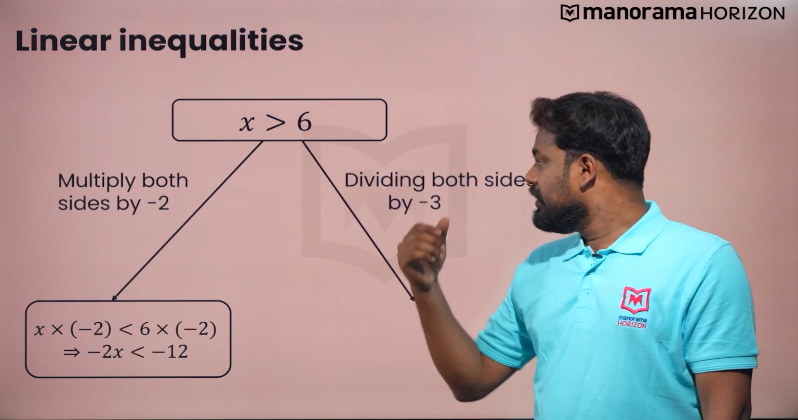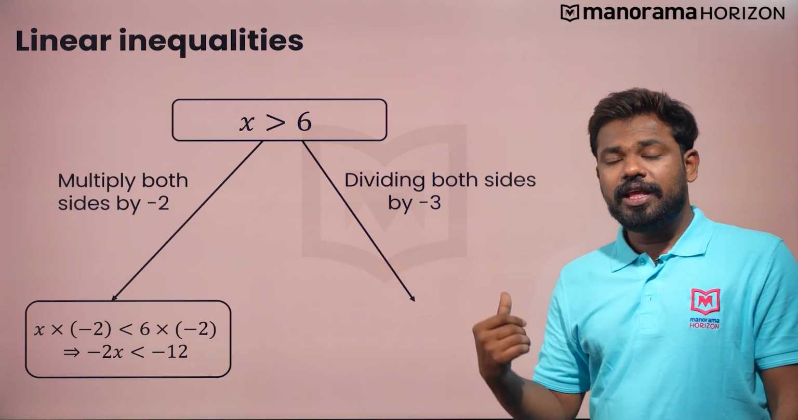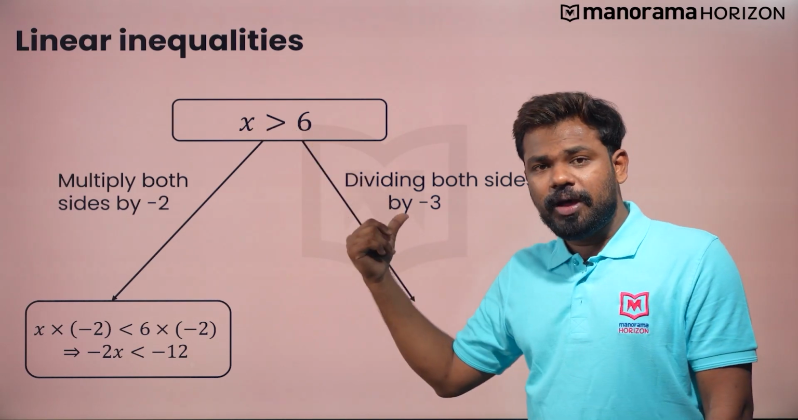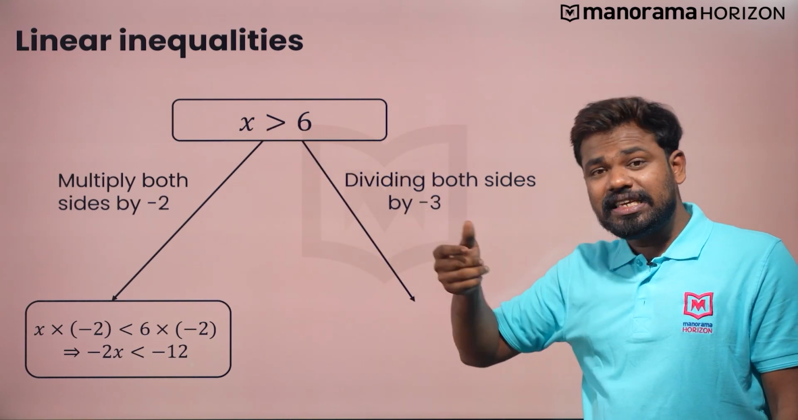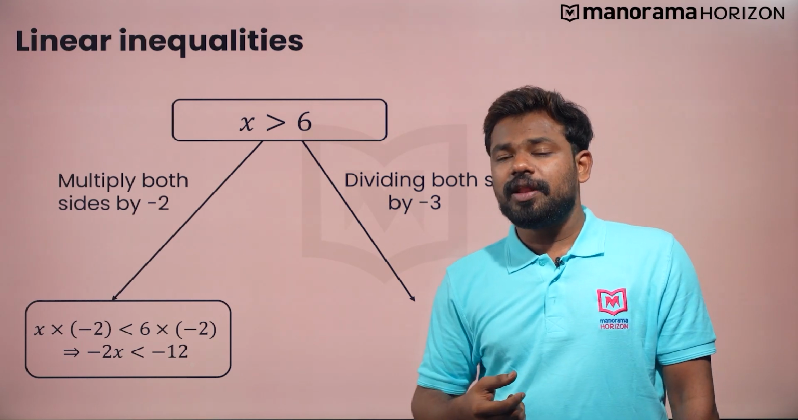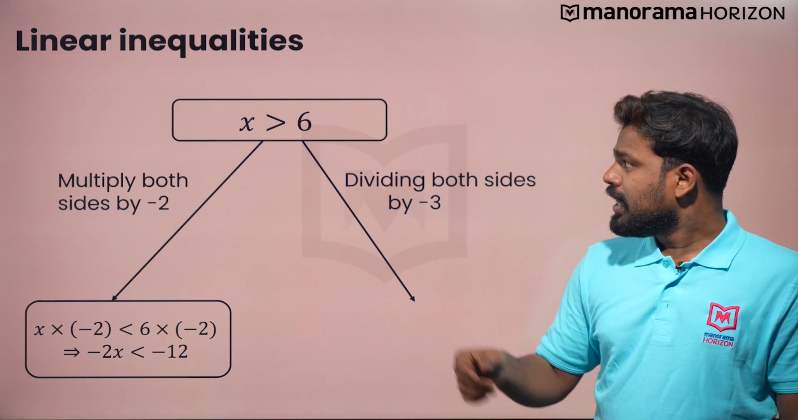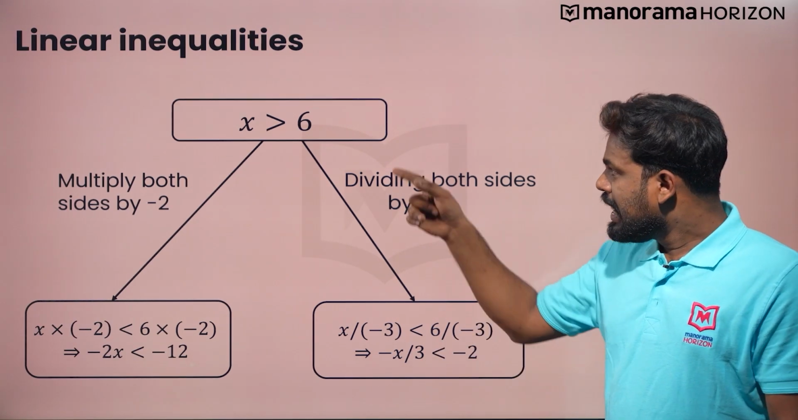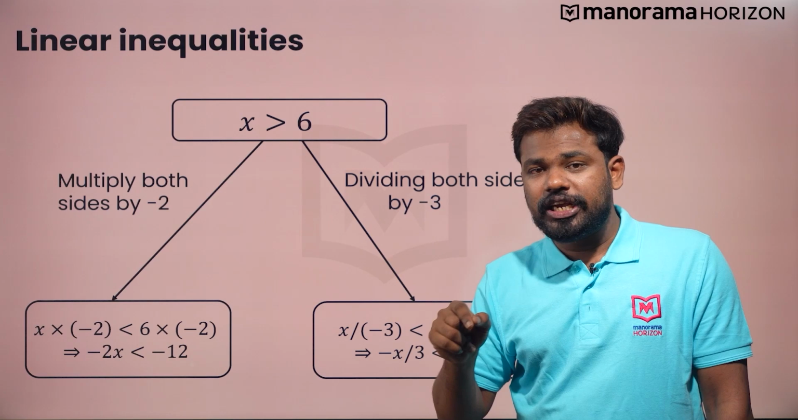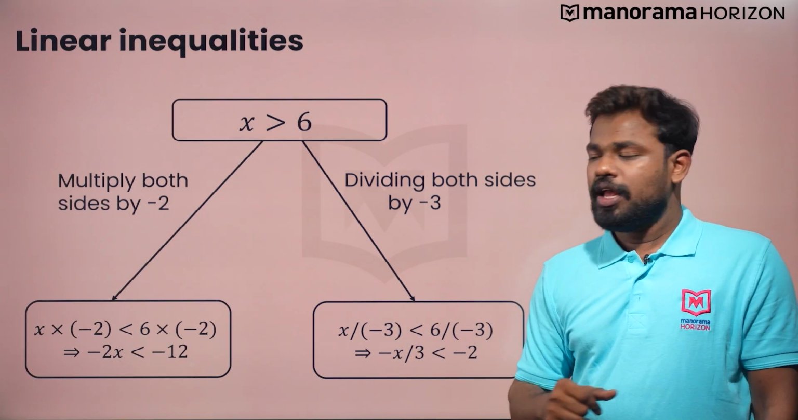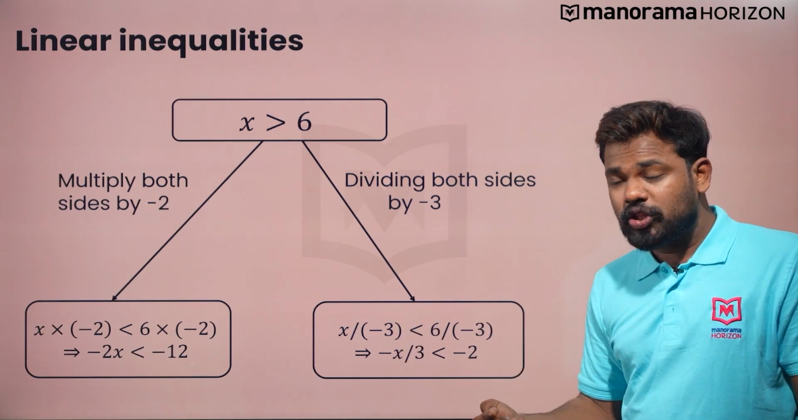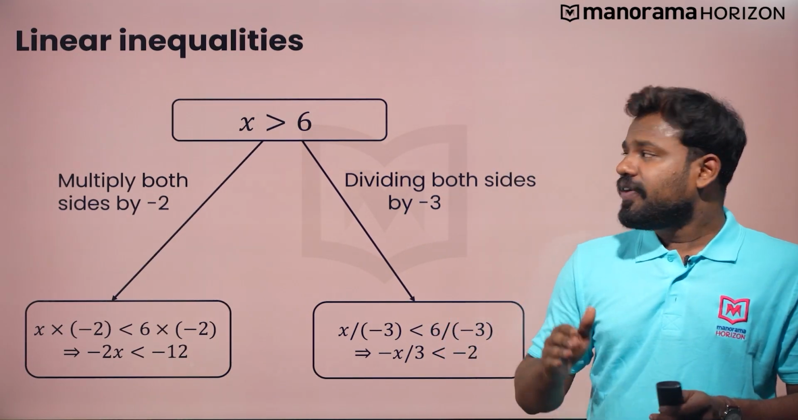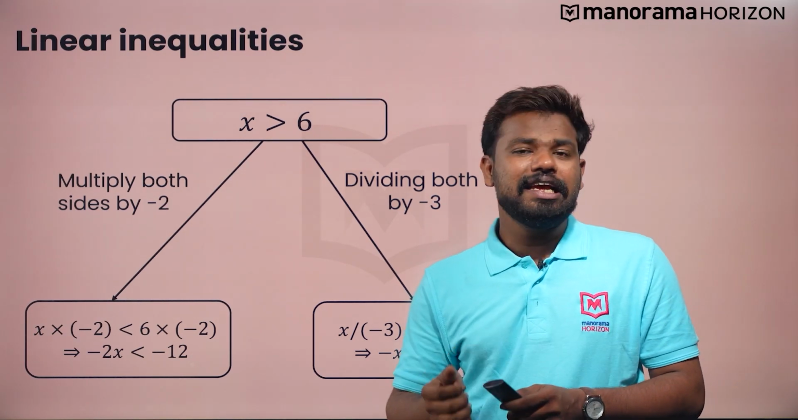The next one is when you divide both sides by minus 3. We are dividing by a negative number. So again, when you're dividing by a negative number, x divided by minus 3 and the right side is 6 divided by minus 3. And what is x divided by minus 3? It is minus x by 3. 6 divided by minus 3 is how much? Minus 2. But what will happen? This greater than sign should be changing into a less than sign. So again, you will be getting minus x by 3 less than negative 2. So these are the rules that we must follow while solving a linear inequation.